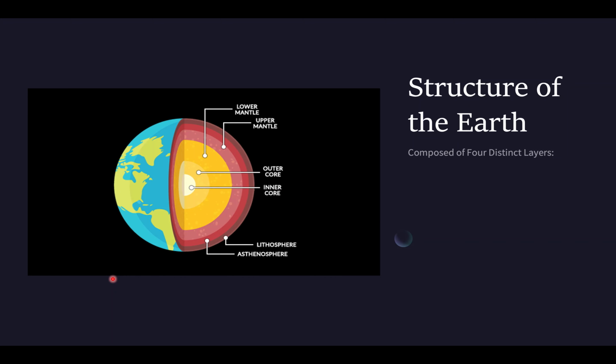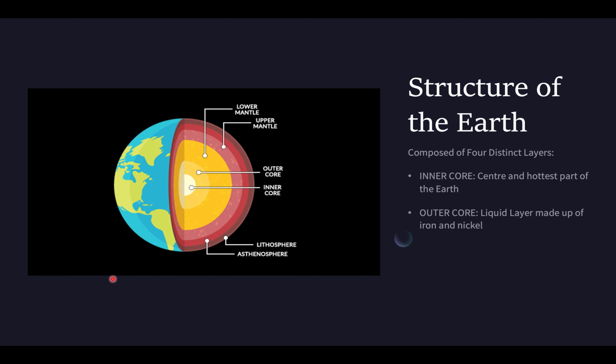First, we have to describe the inner structure of the Earth. The Earth is composed of 4 distinct layers. The inner core. Now, the inner core is in the center and is the hottest part of the Earth. It is solid and is made up of iron and nickel with temperatures of up to 5,500 degrees Celsius.